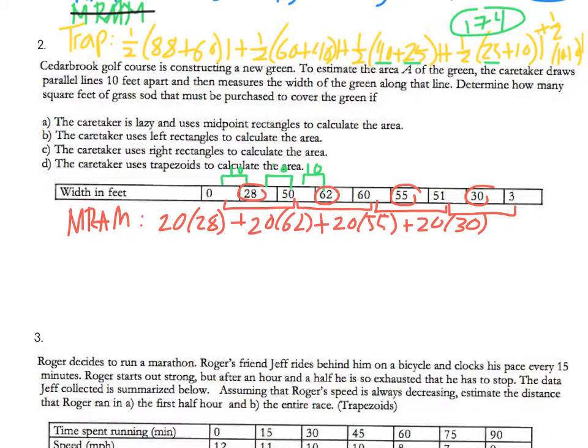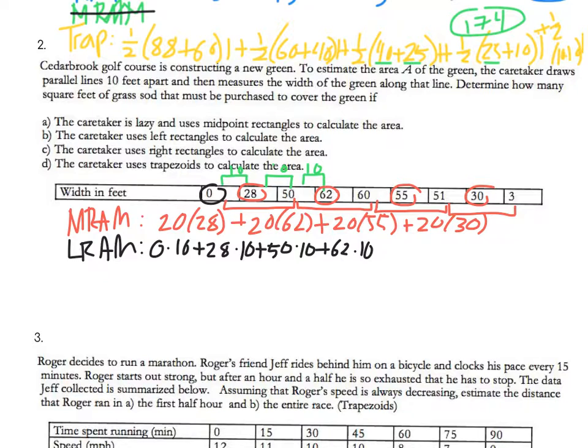Then the caretaker uses left rectangles. If I were to use LRAMs, and if I broke this back up into intervals of 10, that'd be starting with a 0 point. So 0 times 10 plus 28 times 10 plus 50 times 10 plus 62 times 10 plus 60 times 10 plus 55 times 10 plus 51 times 10 plus 30 times 10.